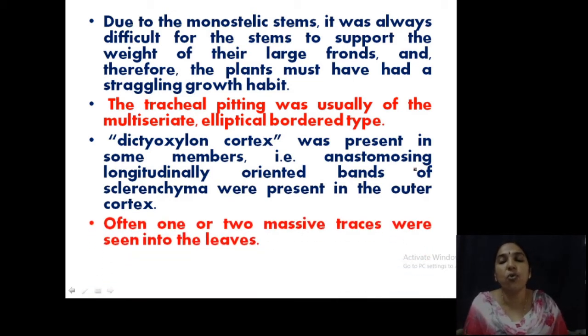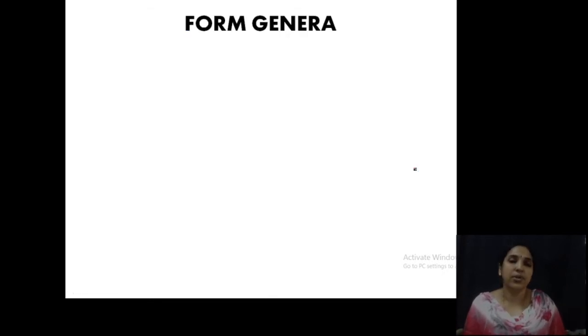And two massive traces were seen in the leaf. Leaf traces are two in leaves. Now, these are only the general characters of Lyginopteridaceae. Now, we are moving on to the form genera.